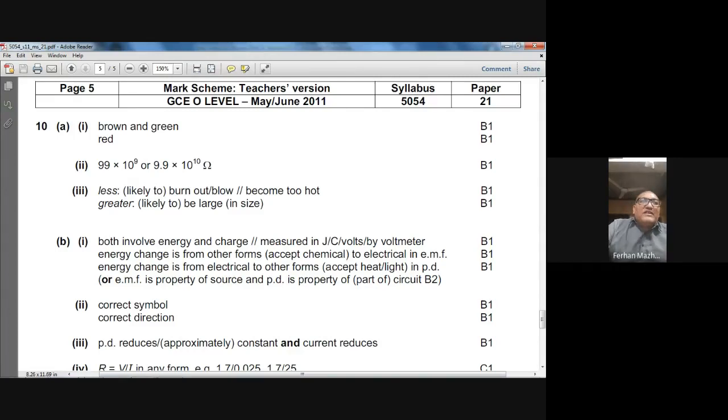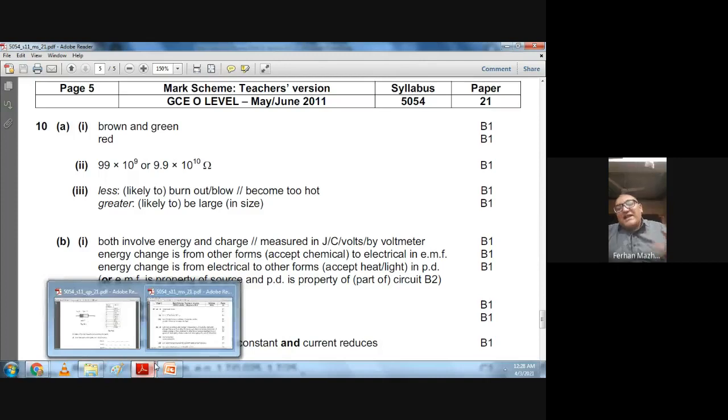So hopefully you have understood. The first color of the band represents a number. The second color represents a number. And the third color represents the exponent of 10. First color is representing a number, the second color is representing a number, and the third color is representing the power or the exponent of 10.